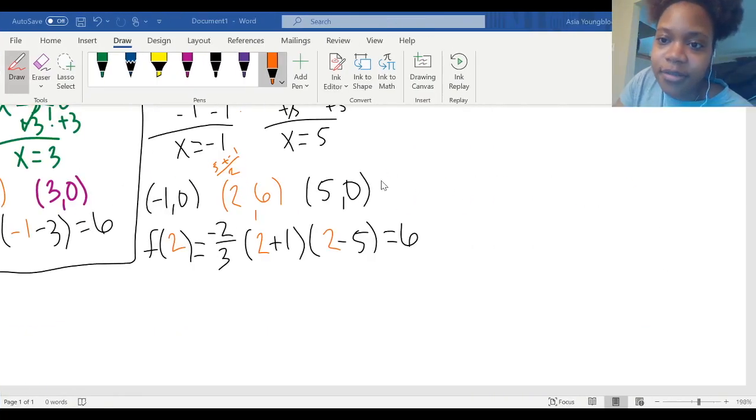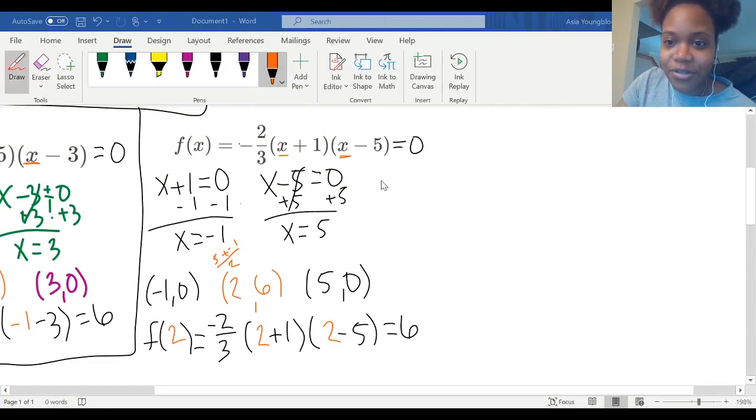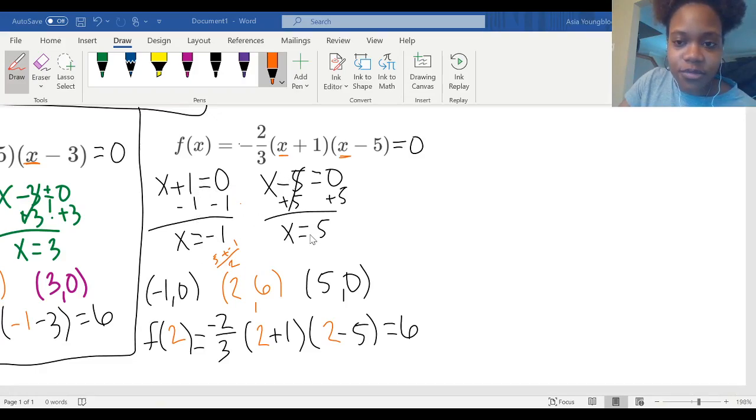Oh my goodness. I believe I was in the browser this whole time. So here's the work that I was kind of talking through. So here I found the zeros, x equals -1, x equals 5. So these are the 2 zeros. Here I found the vertex. I solved for the x value and got 2.